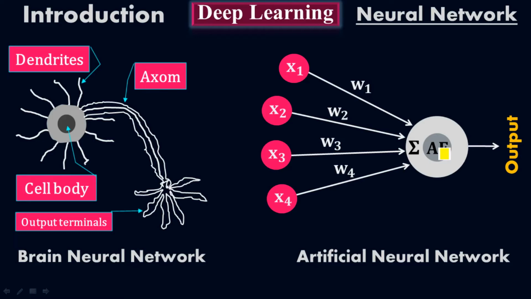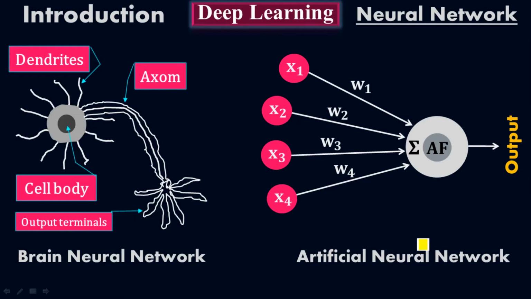Now the job of the activation function is to decide whether the neuron should be activated or not, whether the neuron should be fired or not. It is the controller, like the cell body. The cell body decides whether I need to pass this information to the output terminals or not. So the same job has been taken by the activation function in the artificial neural network. If the neuron is fired, then it goes to the output terminals to get the final output. So almost everything is mutual between the brain neural network and the artificial neural network.